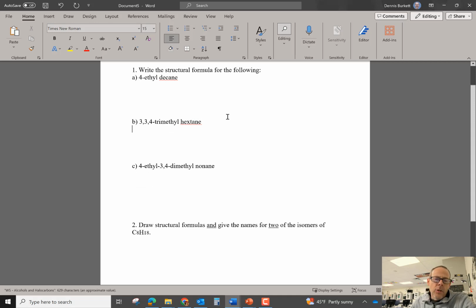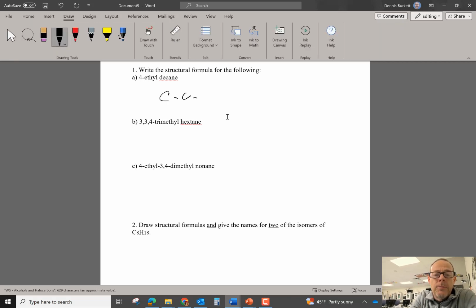All right. So like I just said, we want to start on the right. So I've got a decane. Notice it ends in -ane. So it's just carbons in a row. And dec means 10, just like decade. 1, 2, 3, 4, 5, 6, 7, 8, 9, 10. All right, so I've got a decane there.